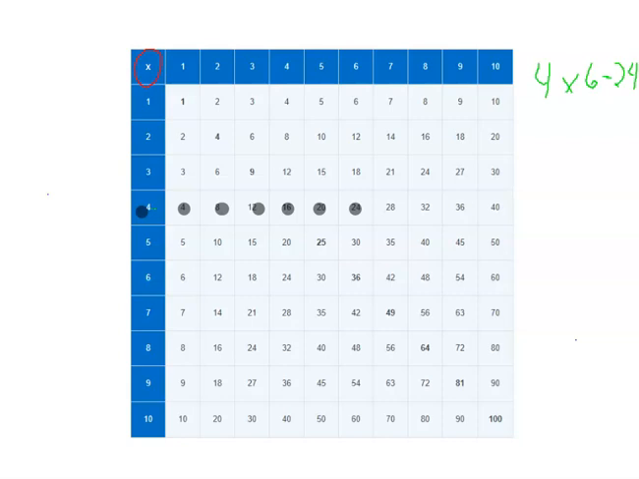We could do it the other way, couldn't we? We could look at the top of our chart over here and we could find 6 and we could say, 6, 4 times, and I could just go straight down. 1, 2, 3, 4 times, and it is also going to be 24.